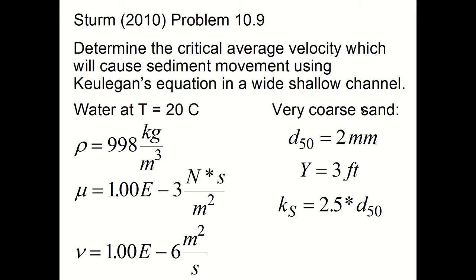The sediment property is the D50 is 2 millimeters, which is a very coarse sand, and the depth of flow will be 3 feet. Now the equivalent sand roughness, K sub S, is going to be 2.5 times D50. If you recall from fluid mechanics way back when, the concept of the equivalent sand roughness was utilized on the first experiments involving pipe friction.